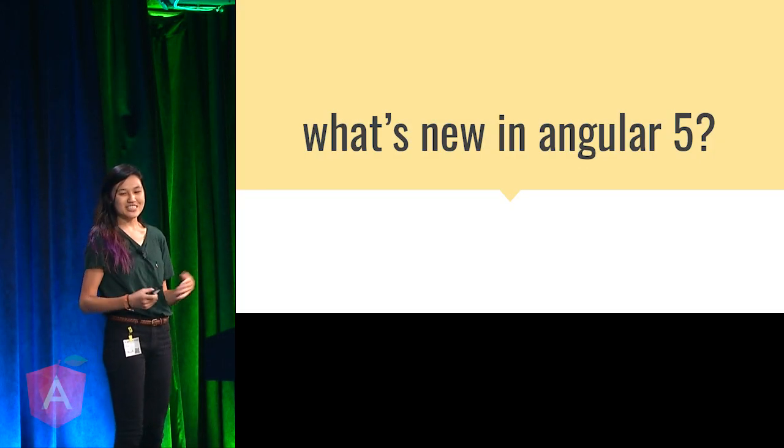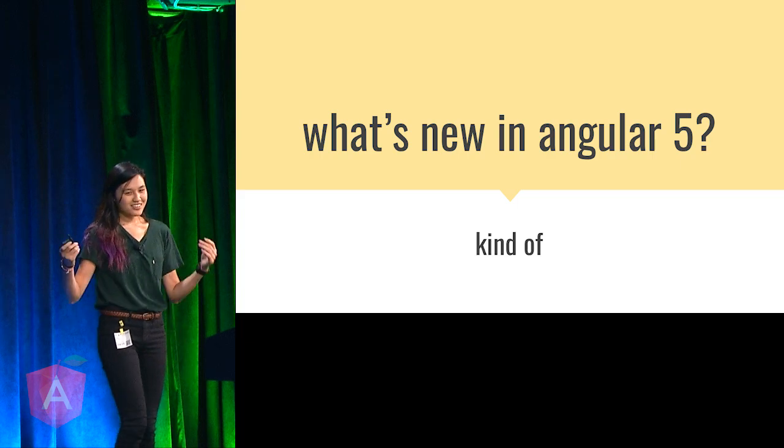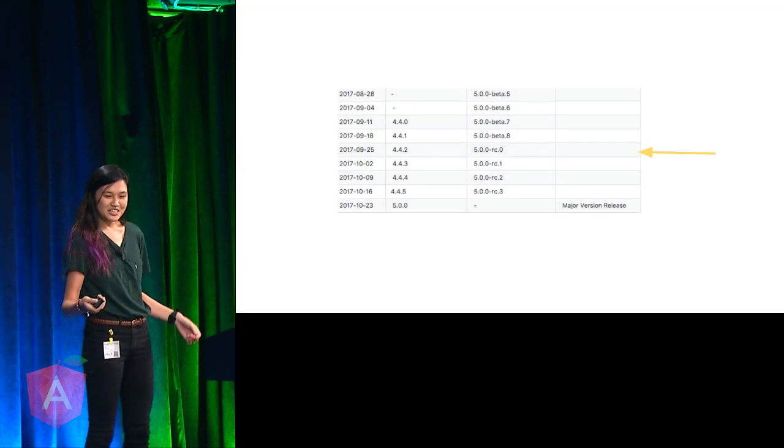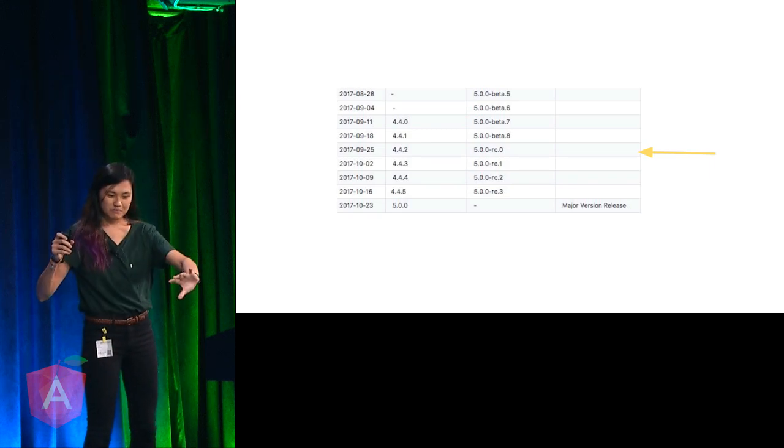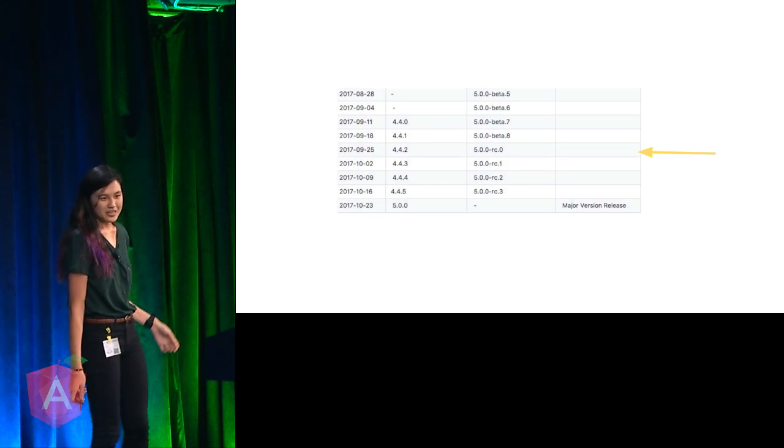I'll be going over what's new in Angular 5, kind of, because right now we are at October 23rd, so not 5 yet.